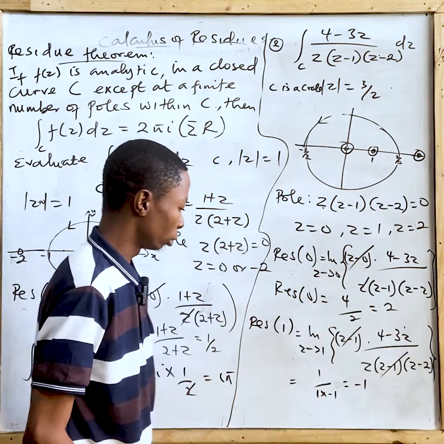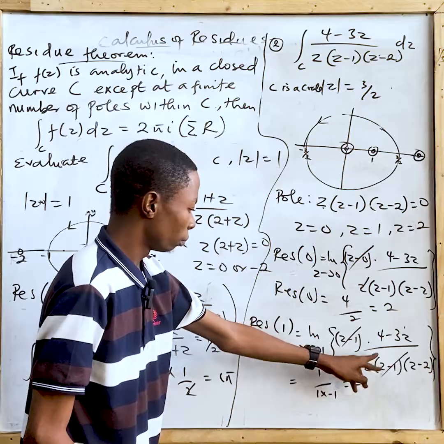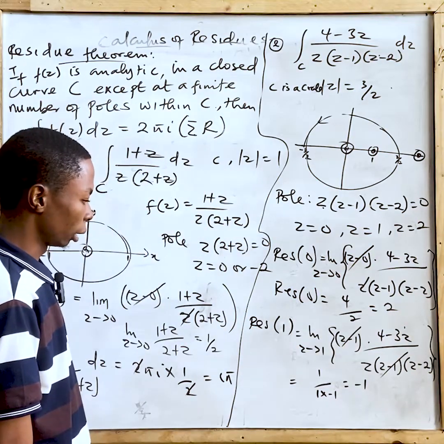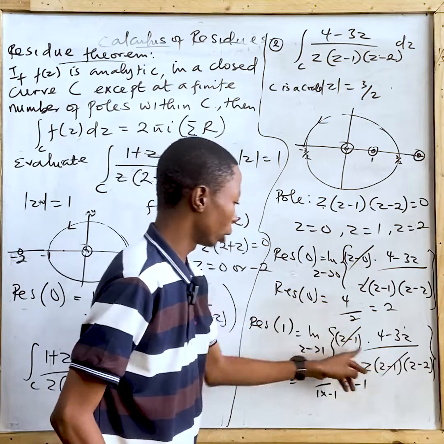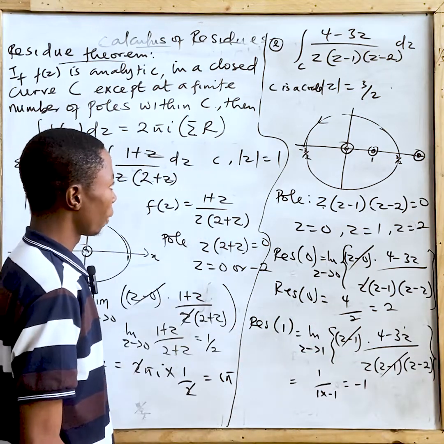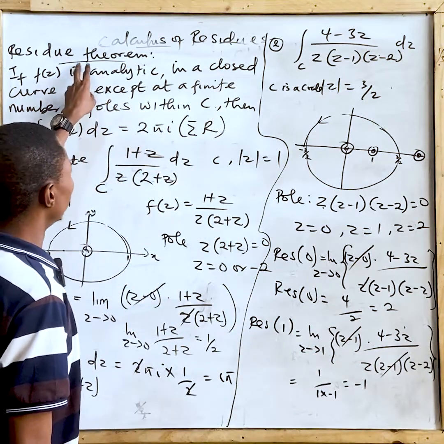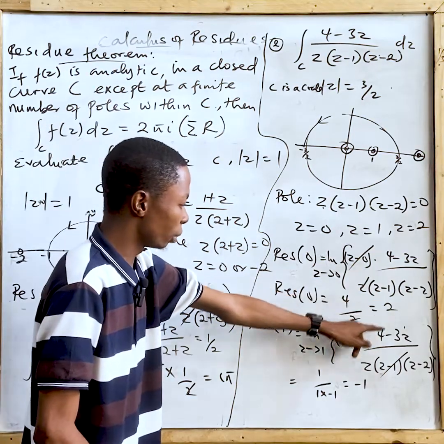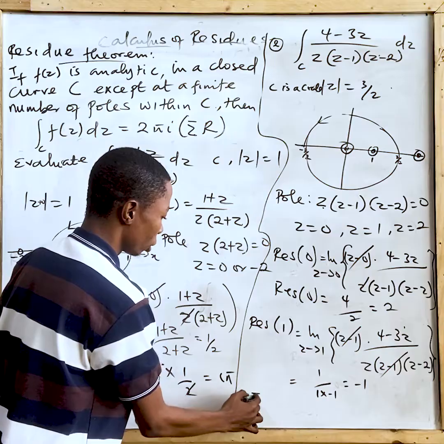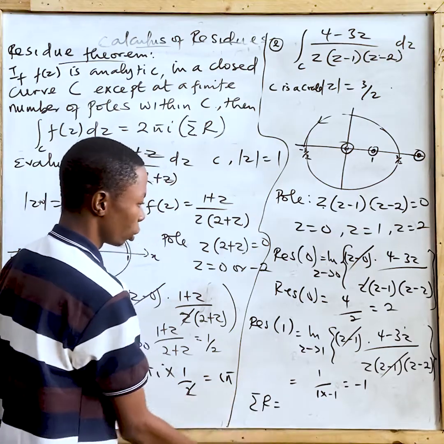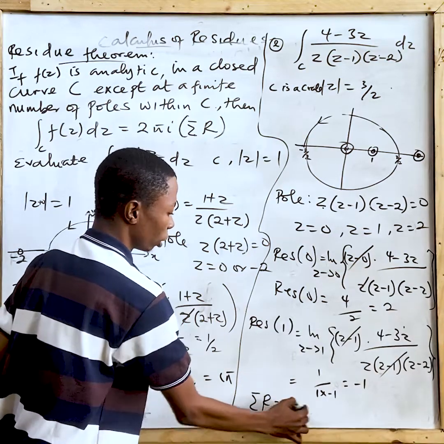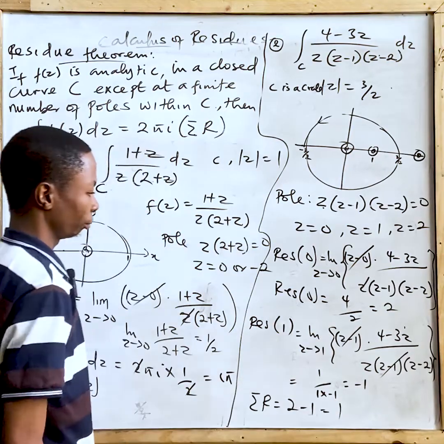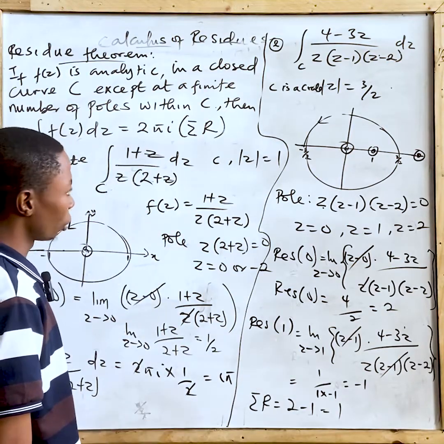4 minus 3, 1. Put 1, 1. Put 1. Yes, that's 1 minus 2. This one has cancelled out. So according to the theorem, what is the sum of the residue now? This is the first residue, this is the second residue. So I'll say summation R, the sum of the residue is the first one, and the second one, 2 minus 1, is equal to 1. 2 minus 1 is equal to 1.